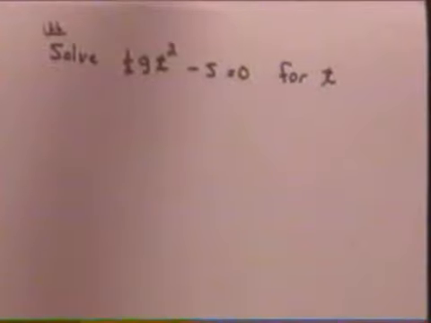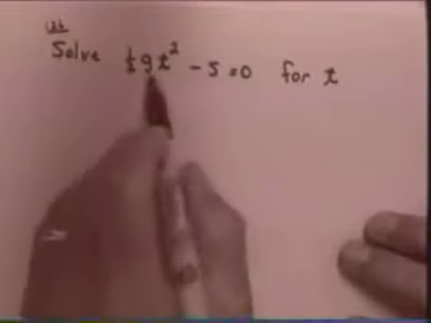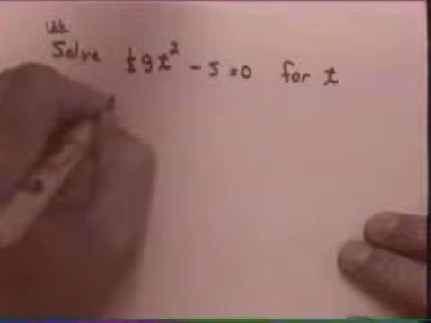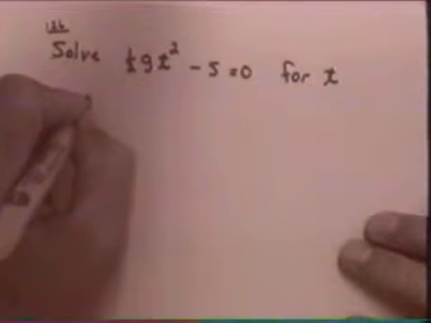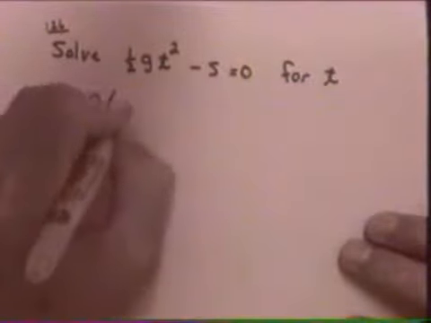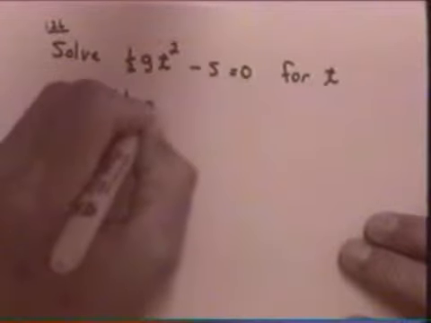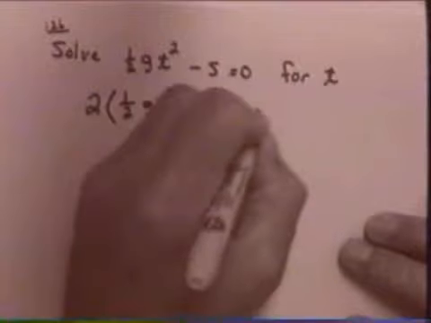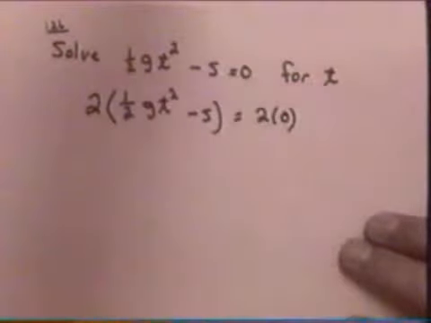Let's solve 1/2 g t squared minus s is equal to 0 for t. Now the first thing I want to do is clear fractions. That's what we've always been doing if we have fractions. So to clear fractions, I need to multiply both sides by 2. So I can have 2 times 1/2 g t squared minus s is equal to 2 times 0. To clear fractions, I multiply by the common denominator, which is 2.